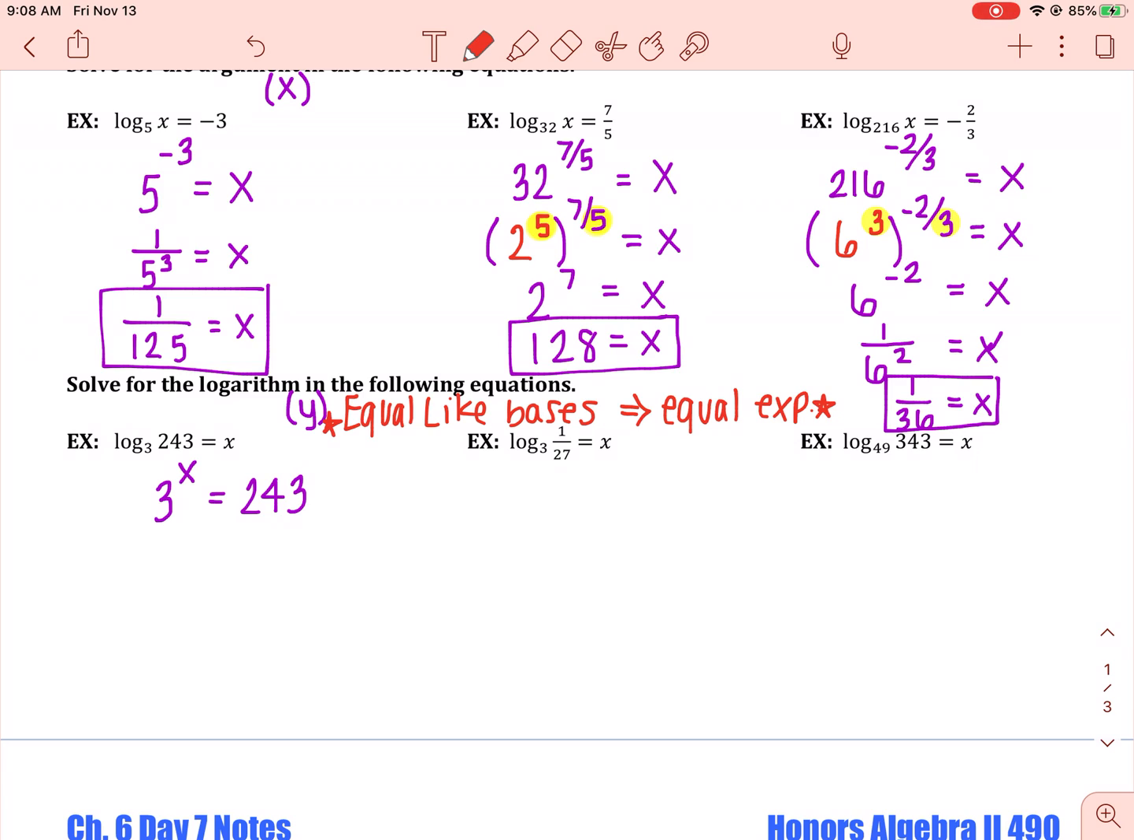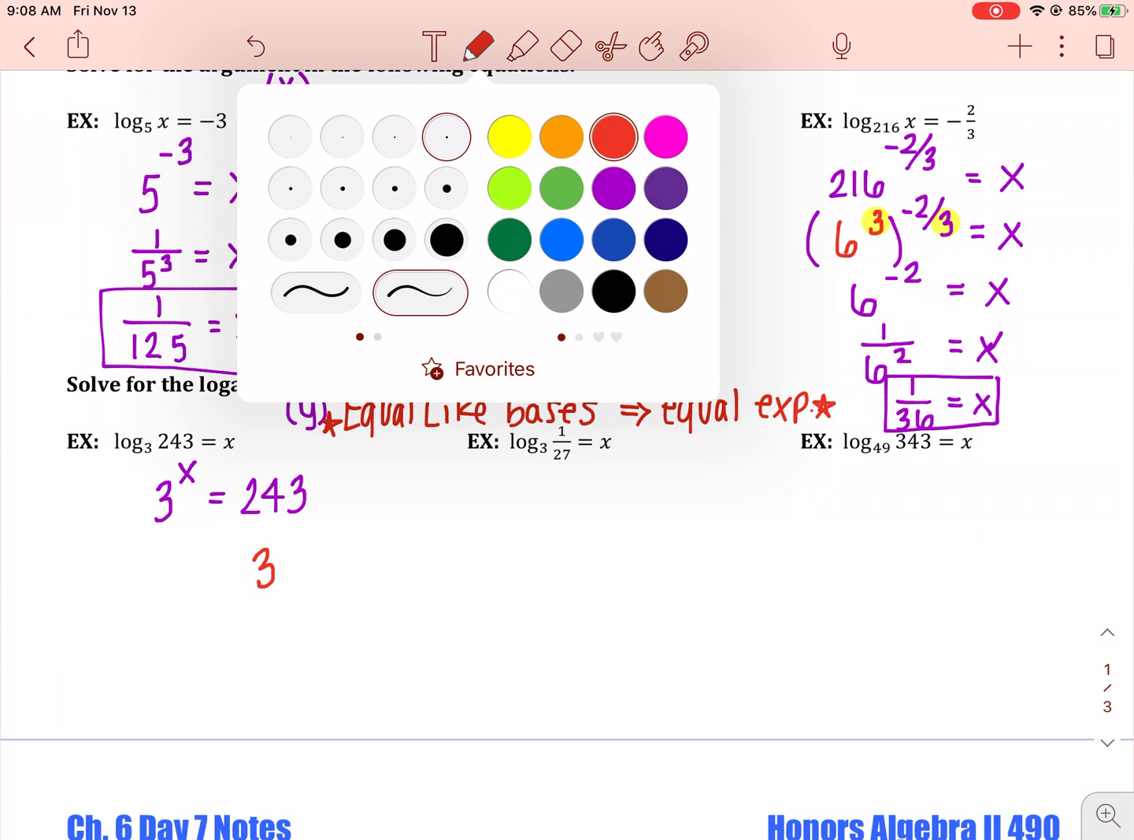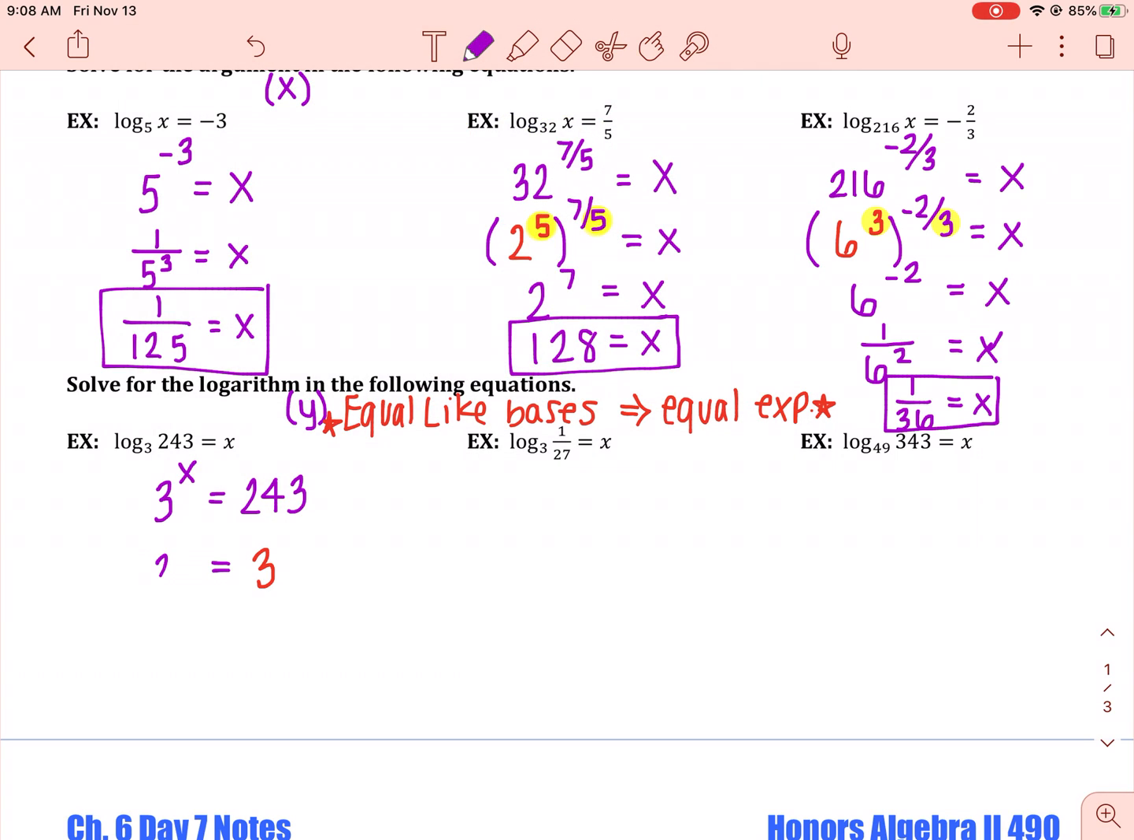So what I'm going to try to do is rewrite 243 to have a base of 3. The reason why I want base of 3 is because the left side has a base of 3. 3 to the what power will give you 243? Well, that would be 5. Now I have equal bases, so my exponents are equal. Look at how nice that turned into.